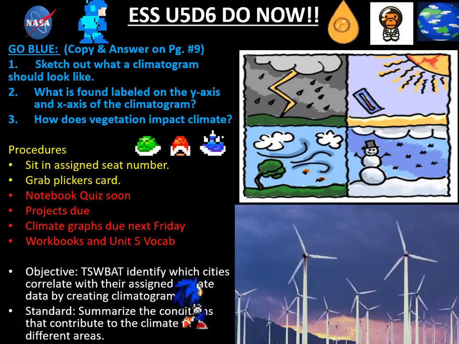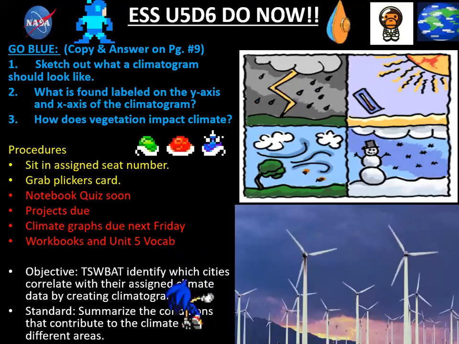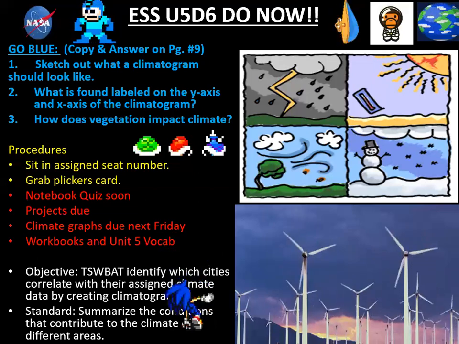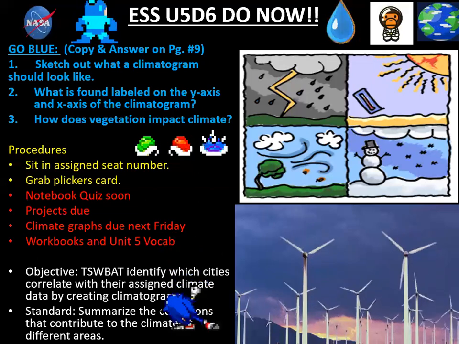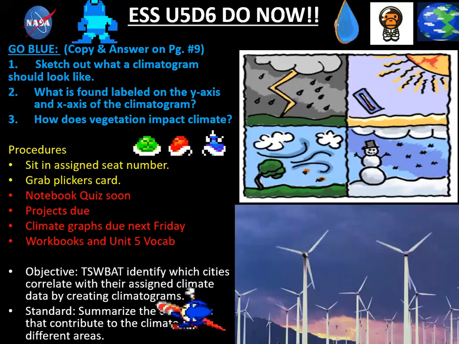Angel, did you have any answers for 1 or 2, or anyone in the chat if you wanted to include your answers? Okay. The y-axis should be the precipitation, and the x-axis should be the temperature.